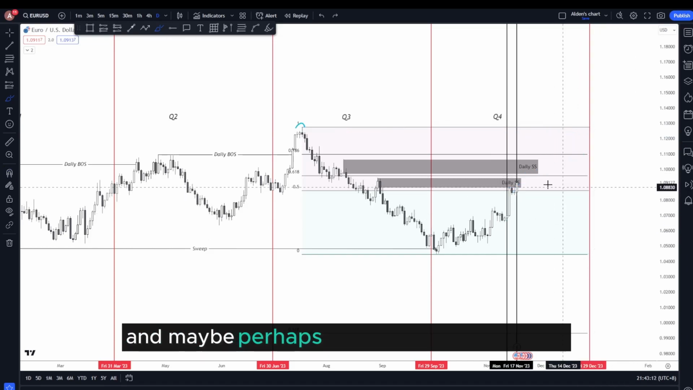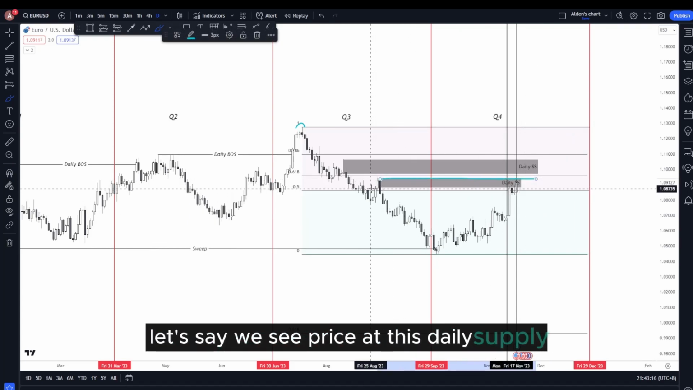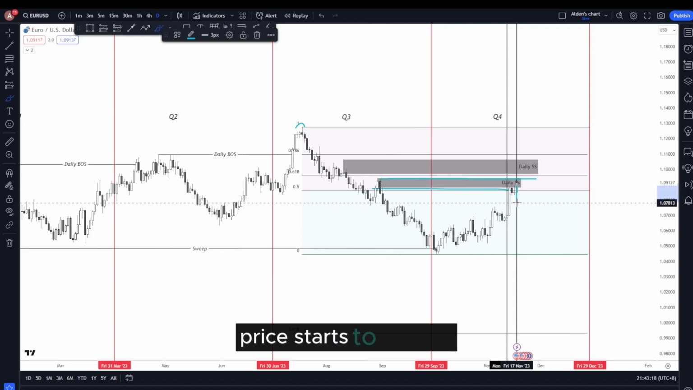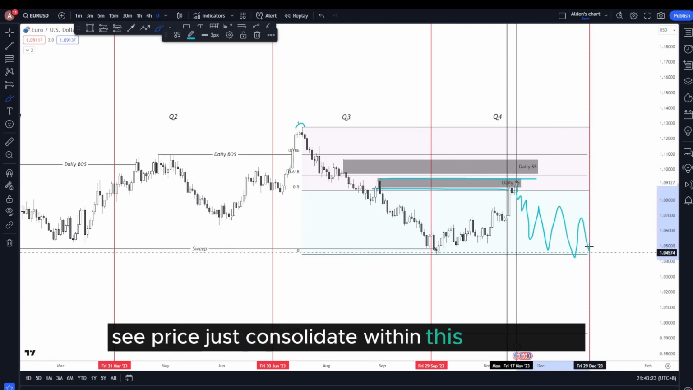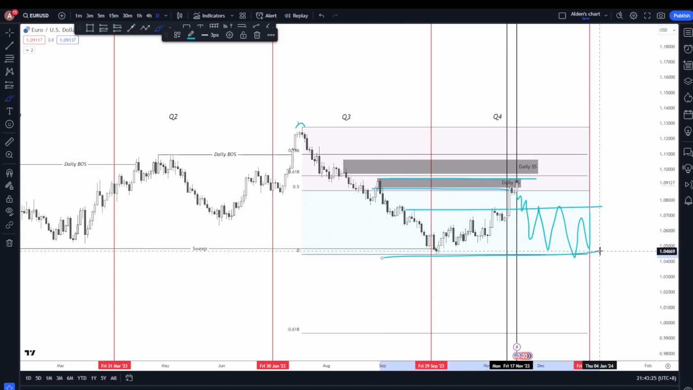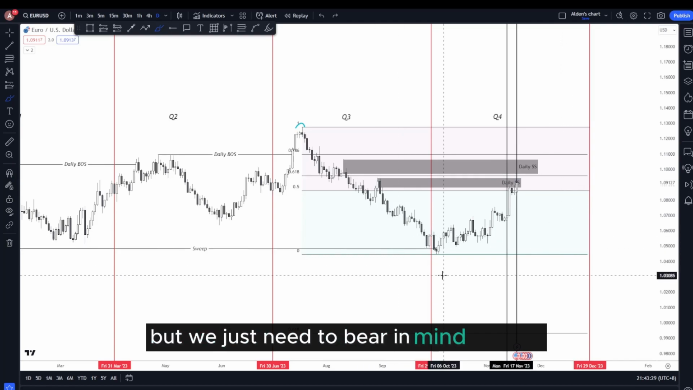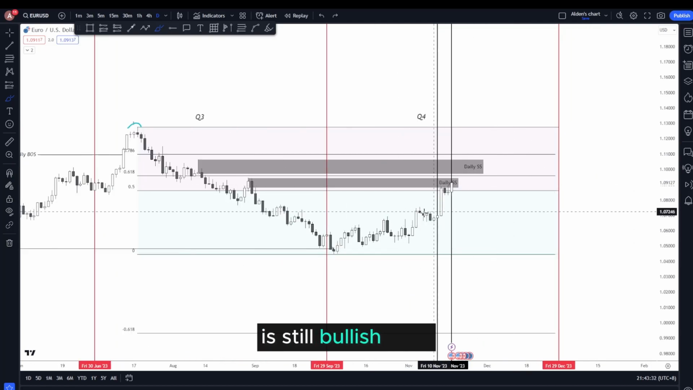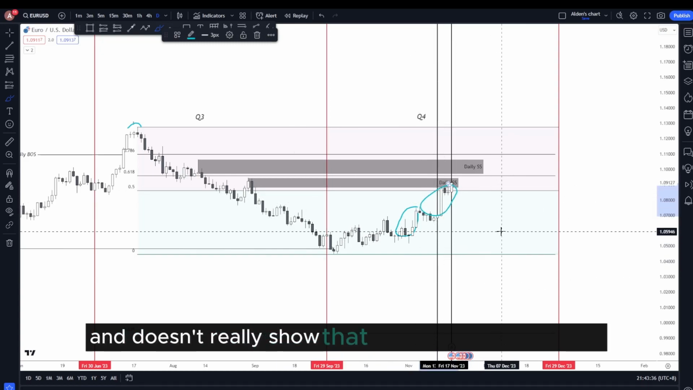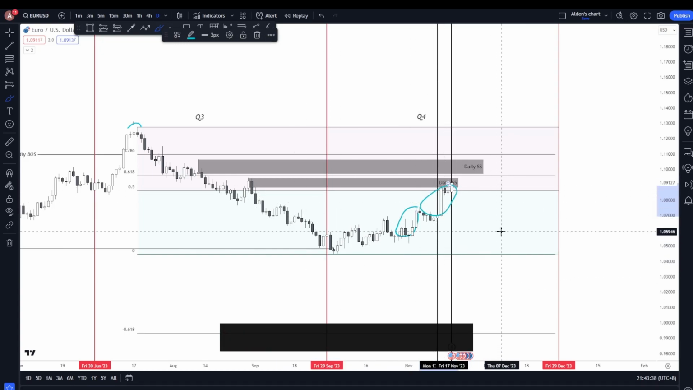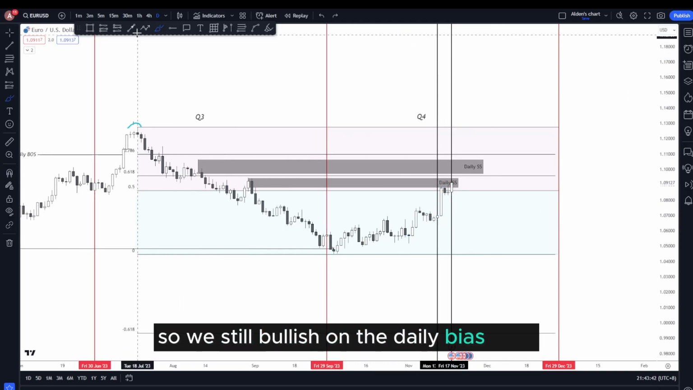And perhaps the other scenario is that, let's say we see price at this daily supply and price starts to reverse, maybe we'll see price just consolidate within this area as well. So those are the possible scenarios that we have, but we need to bear in mind that Q4 is still bullish. We have these large volume candles, and it doesn't really show that the buying pressure has changed. So we're still bullish on the daily bias.